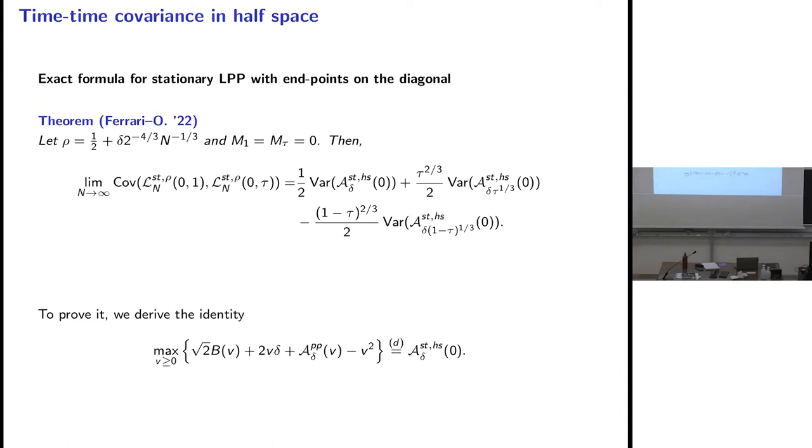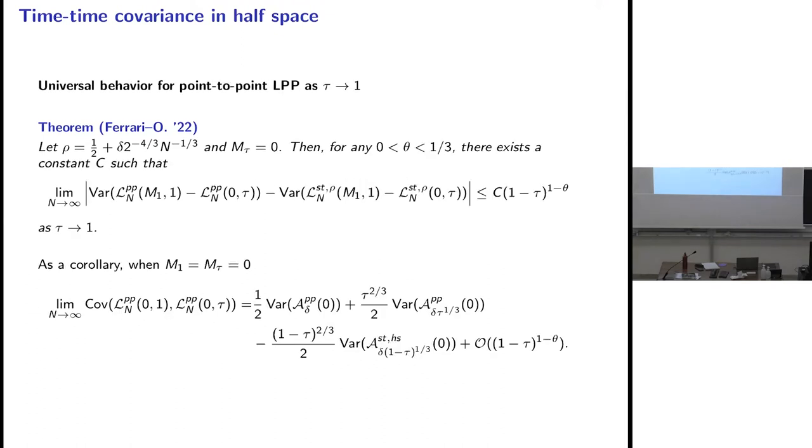So this gives a first difference with the result in the full space. In full space, we could obtain all the formulas for any ending point, so as long as you are in a region close to the diagonal, you can define all these formulas for all the initial conditions.